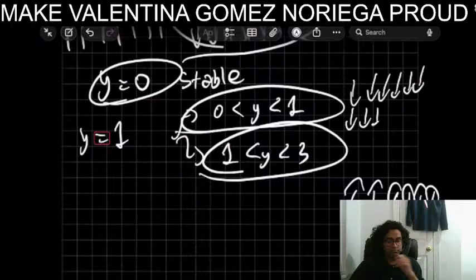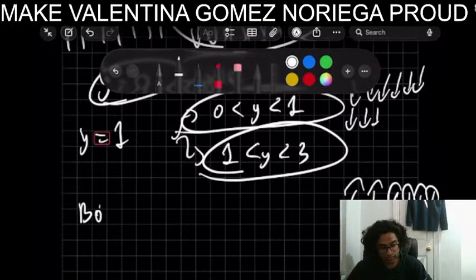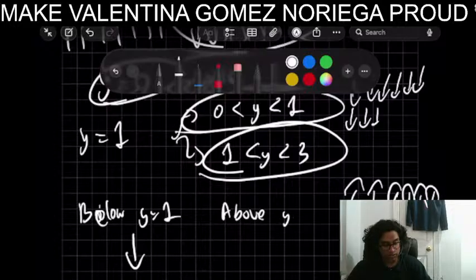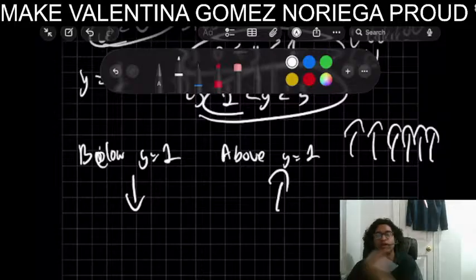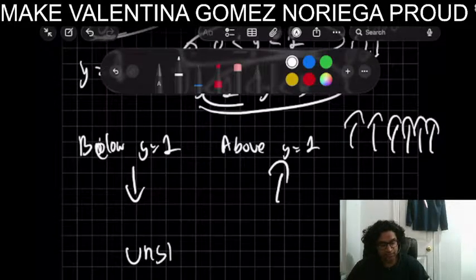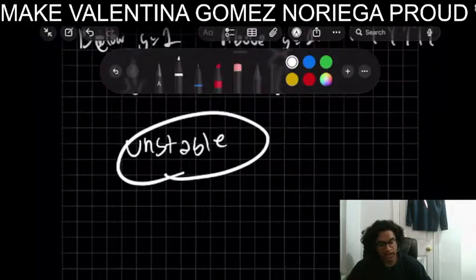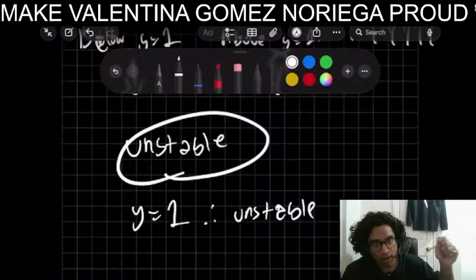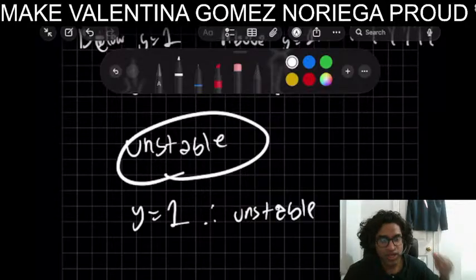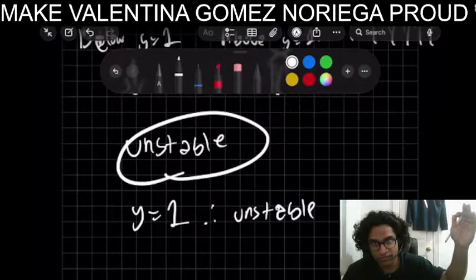Which means my below y equal 1 is going down. My above y equal 1 is going up. But because below is going below and above is going above, they do not intersect or connect. And that ends up unstable. So my y equal 1 is unstable. The only reason it is unstable is because the ones below are going below and the ones above are going above.